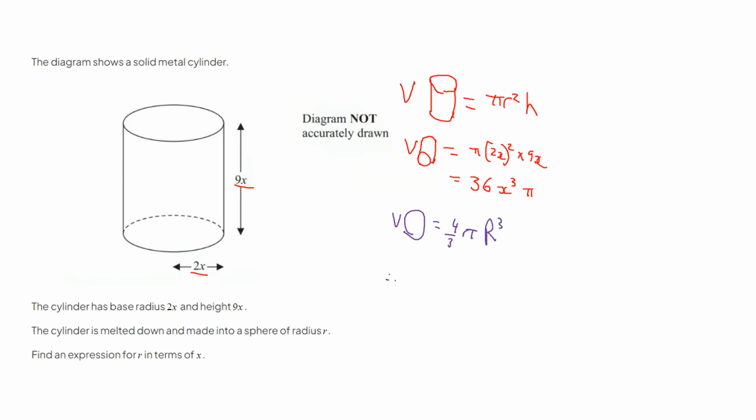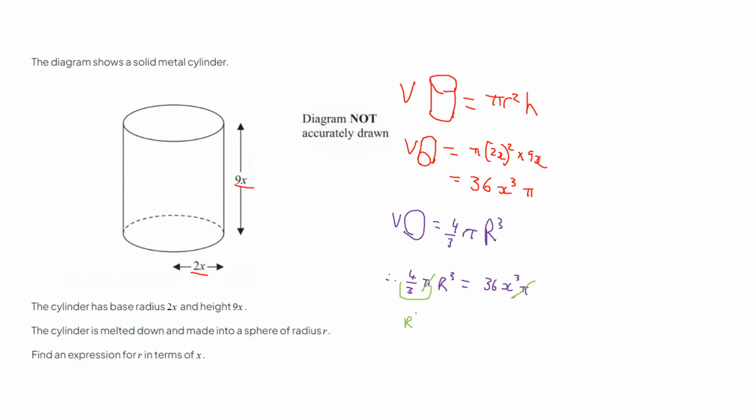Okay? Now, we know that the volume of a sphere is equal to 4/3 pi r cubed. So therefore, 4/3 pi r cubed is equal to 36x cubed pi. Okay? So all we need to do is divide both sides by 4/3 pi. We know that because there's pi's, we can cancel both of these out.